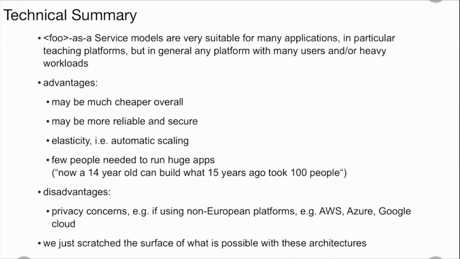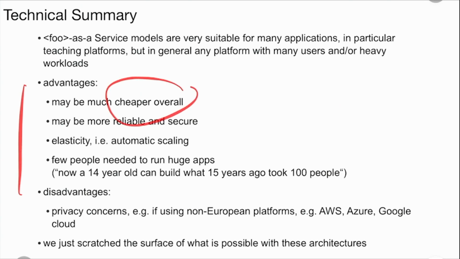Okay. So the technical summary of all of that is Foo as a service models are very suitable for many applications, in particular teaching platforms, but in general, any platform with many users and or heavy workloads, and in particular, a varying workload. Sometimes few, sometimes many. You have peaks, you have lows and stuff like that. If your workload is more or less all of the time at the same level, it's relatively easy to provision. You get just as many servers as you need. But then if you have peaks, you have a problem. If you have fewer users and you're not making use of your hardware, which is also a problem money-wise. So this Foo as a service model has many advantages. It may be cheaper overall.